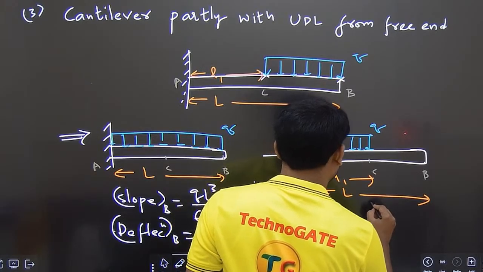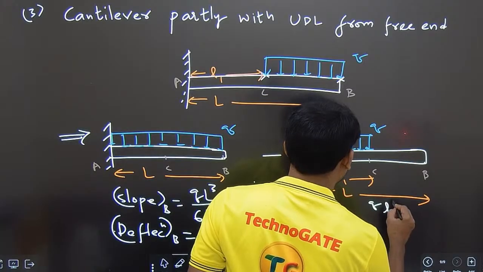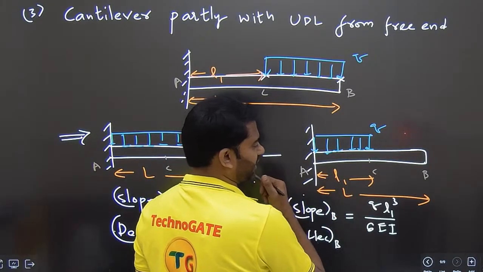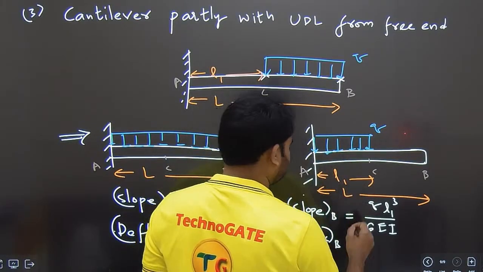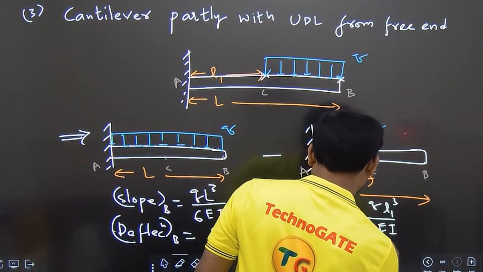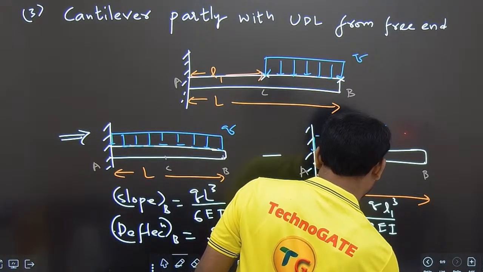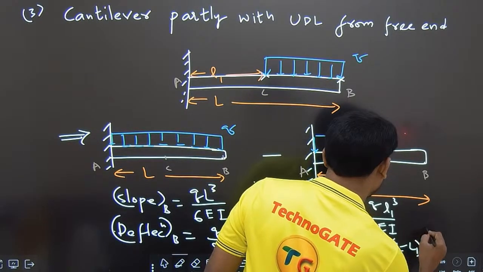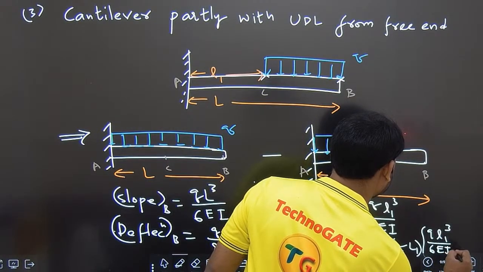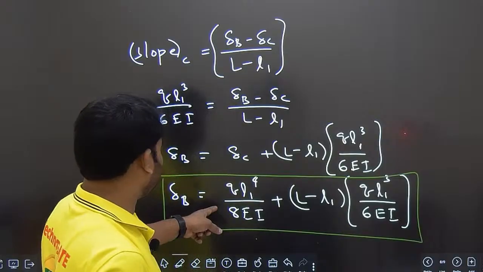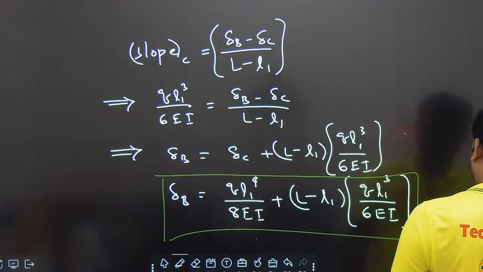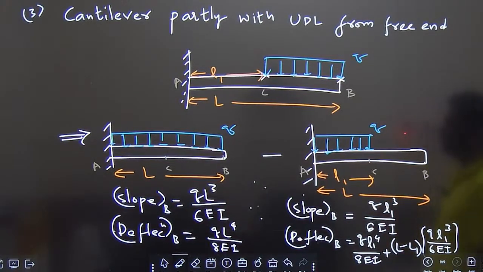This value was Q L1 cube by 6 EI, because whatever slope is there at C, that will be same as at B. So 2 3 6 8 Q L1 cube by 6 EI, and this is equal to the deflection at C, that is Q L1 power of 4 by 8 EI plus (L minus L1) into the value of the slope, so Q L1 cube by 6 EI. This is the same formula: Q L1 power of 4 by 8 EI, plus (L minus L1) times Q L1 cube by 6 EI. Okay, so we have all the values for this case and for this case.